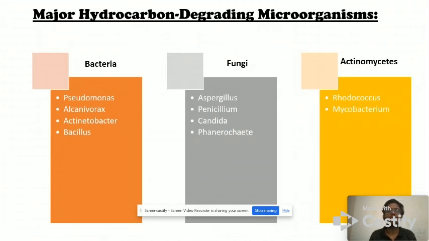So there are major hydrocarbon degrading microorganisms. I have given some examples for bacteria like Pseudomonas, Alcanivorax, Acinetobacter, and Bacillus species. For fungi, it includes Aspergillus, Penicillium, Candida, and Phanerochaete. For actinomycetes, it includes Rhodococcus, Mycobacterium, and others.